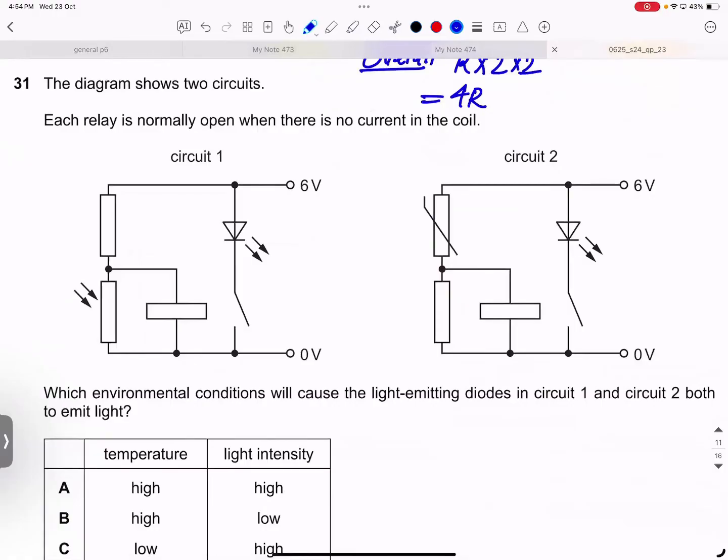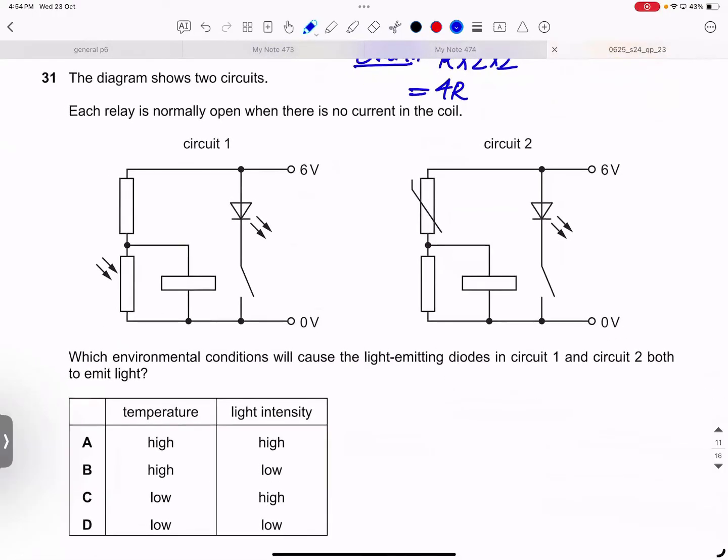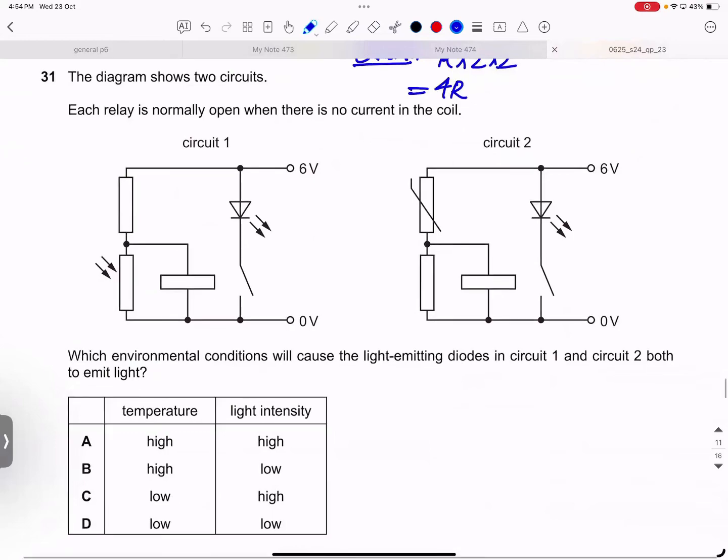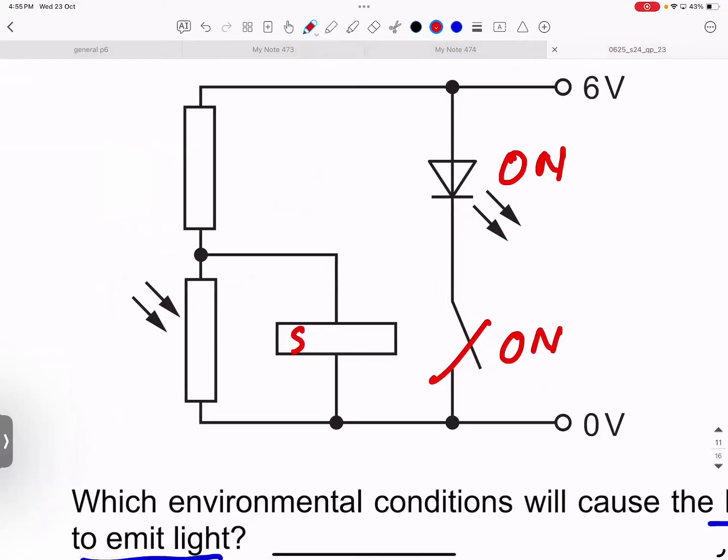The diagram shows 2 circuits. Each relay is normally open when there is no current. Which environmental condition will cause the LED, light emitting diode, in circuit 1 and in circuit 2 to emit? Emit means the diode must be on. Let's go one by one. If this diode is to be on, this switch should be on. For this switch to be on, the electromagnet should be very strong. For the electromagnet to be strong, the voltage share should be high.